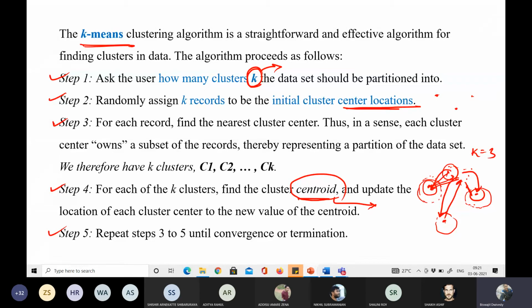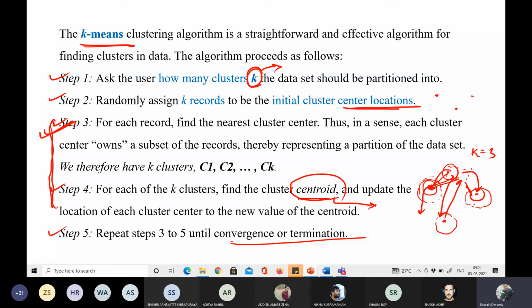Update the location of each cluster center to the new value of the center. So the previous cluster center is going to be replaced by our new cluster center, which is the centroid of our cluster. That is the process we are going to follow. Next, repeat steps 3 to 5 until convergence or termination. So these two steps are going to be repeated until our algorithm converges. Convergence means until there is no change in the result.